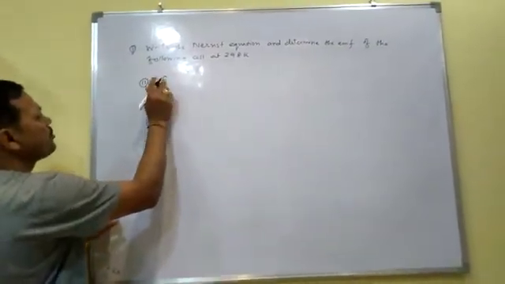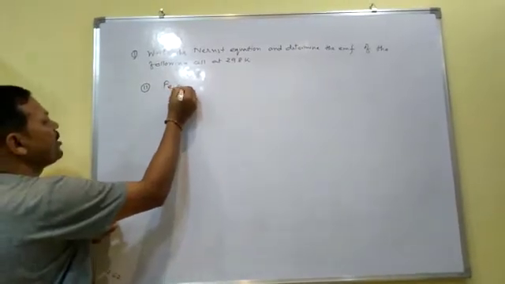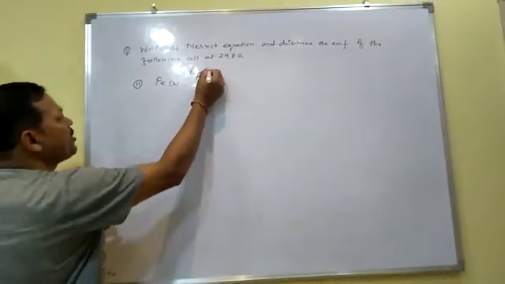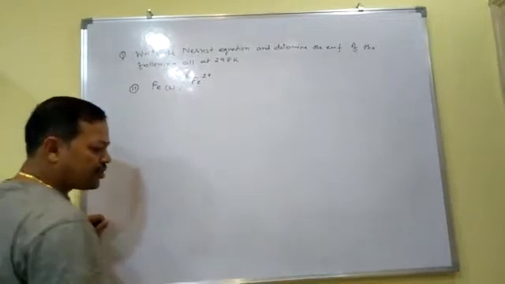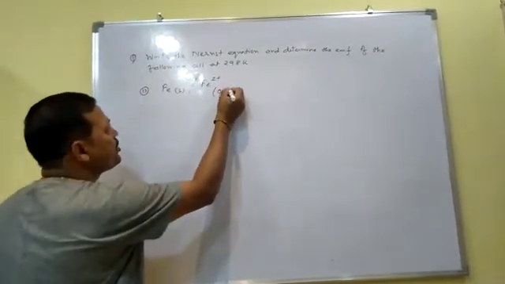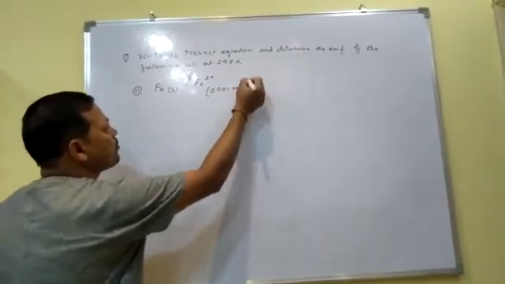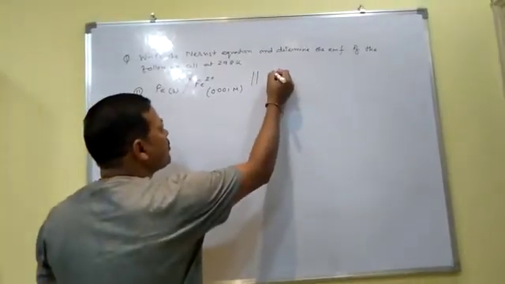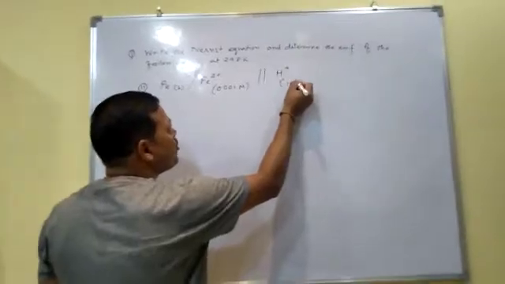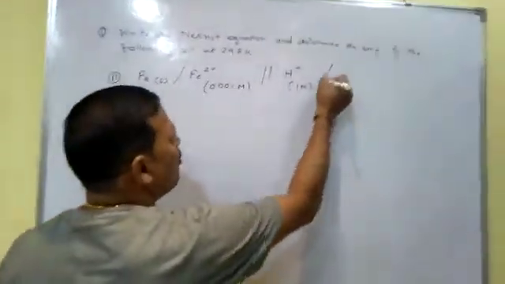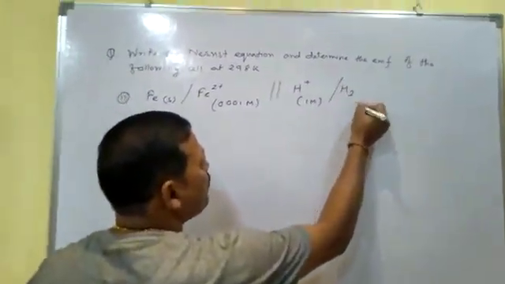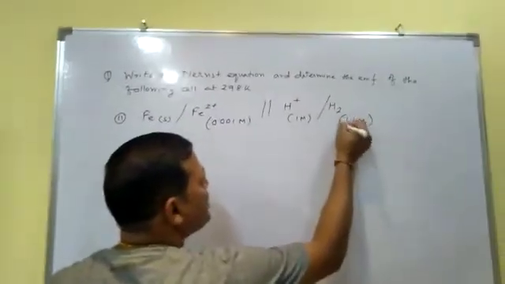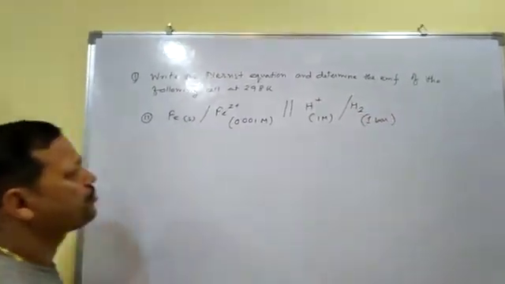Iron solid is converted to iron 2 plus. Its concentration is given as 0.001 molar. Then, H plus, its concentration is given as 1 molar, with H2 at a pressure of 1 bar. I mean this is the standard hydrogen electrode.